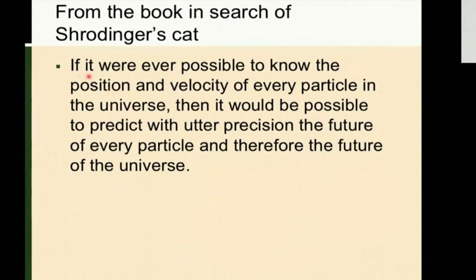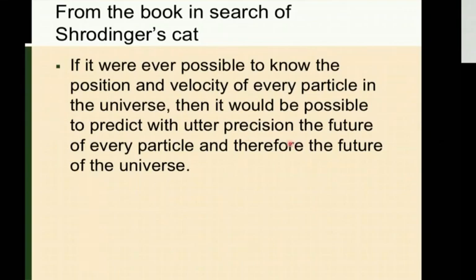Big words. So what this basically means is that for every particle, like electron, atom, or proton, neutron, whatever, if we were able to know its position, so where it is, and its velocity, how fast it's moving, or its momentum, then we would be able to predict with utter precision where it was going to go. And so that would mean that we could literally predict the future of the universe. Unfortunately, we cannot. Well, maybe fortunately, I don't know. Depends on your point of view.